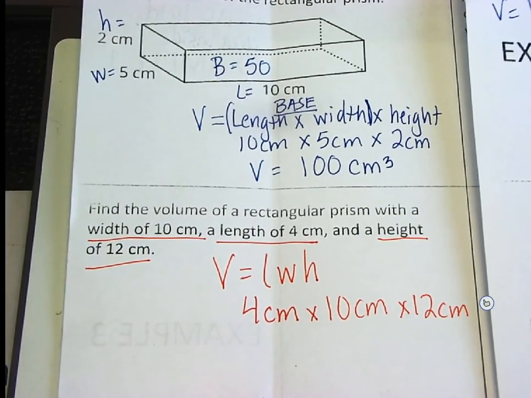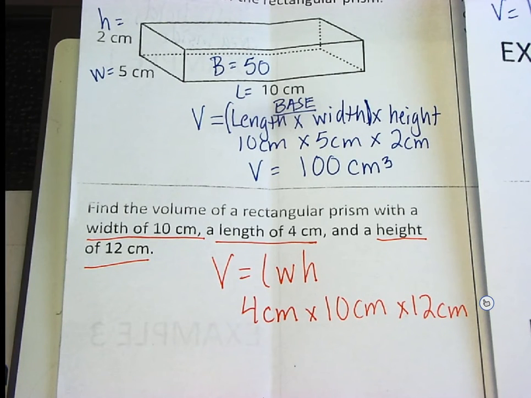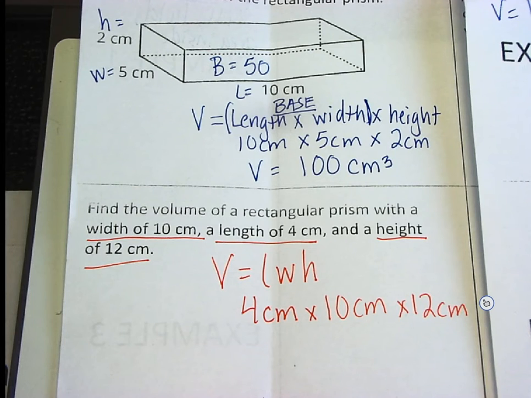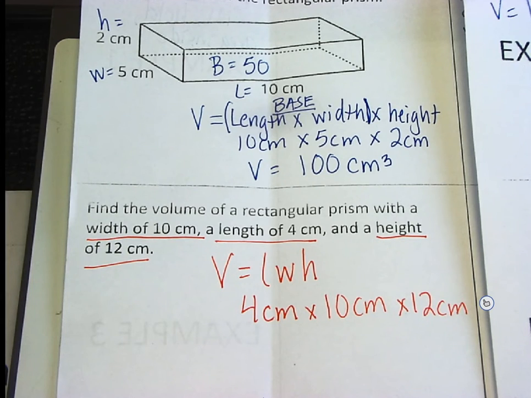Just like the last problem, I'm just going to multiply those three numbers together. If I multiply 4 times 10 times 12, I get 40 times 12, which is 480. I think. It is. Yes, it is.